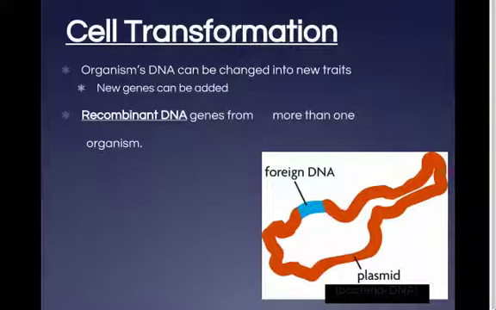So the first thing you need to know is that cell transformation is essentially the process in which an organism's DNA is changed into a new DNA or a new genome that includes new traits. In another way of speaking, we could say that new genes are added to this organism. When we recombine or put together different pieces of DNA into a new organism, we call it recombinant DNA. So that's DNA from more than one organism. Now, the word transformation is an important one to remember, because you are literally transforming that cell to express the new DNA in that genome that you've just put in there.